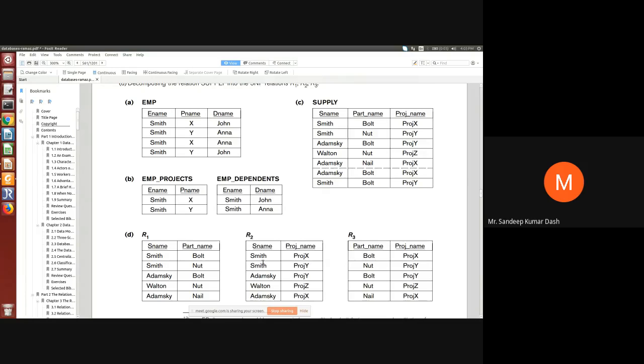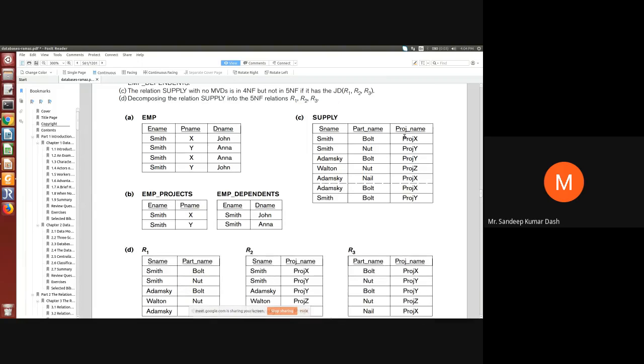How do you know that they are all super keys? That means all key relations, these are the super key. In this R, S name and part name is a super key. In this R, S name and project name is a super key. In this R, part name and project name is a super key. Then you will say, why not in this one? Because this is also a super key: S name, part name, project name.